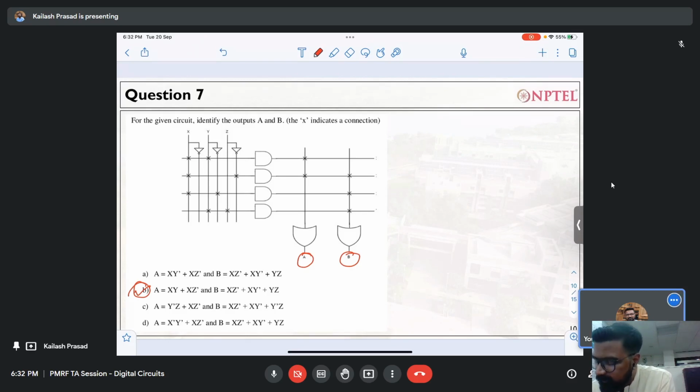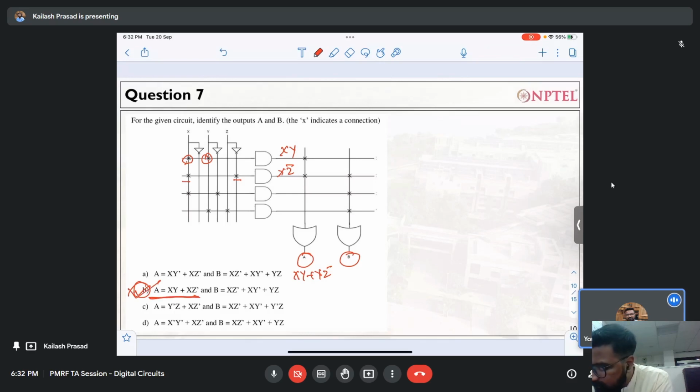Let us try. Please note that this AND gate has been connected with two inputs X and Y, so the output will be XY. This AND gate is connected with again two inputs X and Z bar, giving X Z bar. And this is connected with an OR gate, so XY plus X Z bar. So you see, there is actually only one option for this one. We will see the B also.